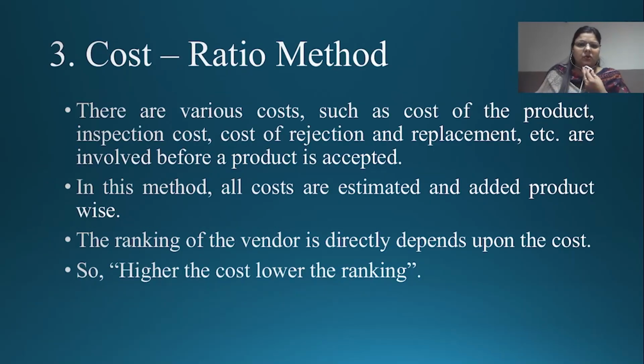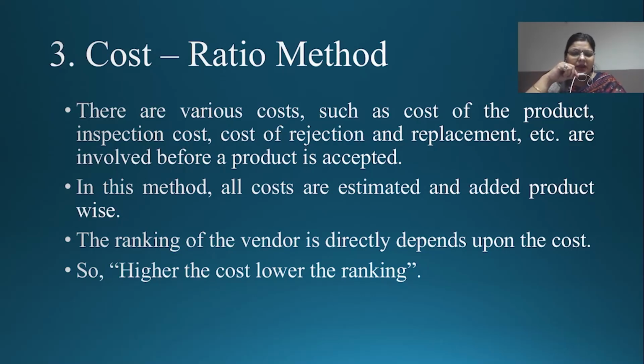Next is the cost ratio method. There are various costs, such as cost of product, inspection cost, cost of rejection and replacement, etc., involved before a product is accepted. There are some cost ratio methods through which you can accept or replace a particular product. In this method, all costs are estimated and added product wise.